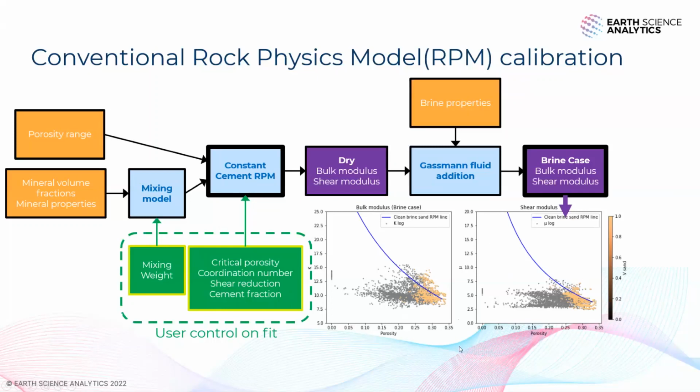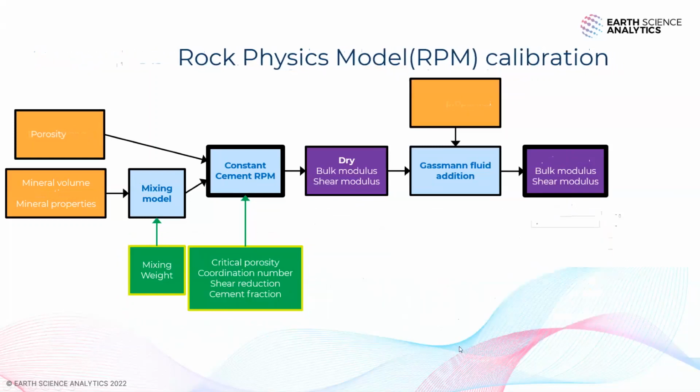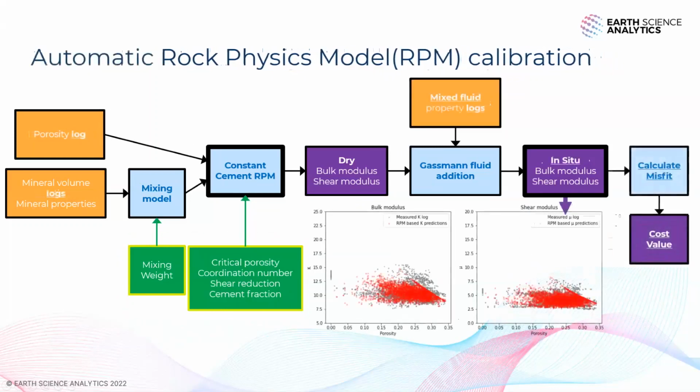So how can we get a machine to do this? We add a couple of extra steps. So we add a calculate misfit and a cost value at the end here, and we'll come on to what the cost value is in a second. We also make a couple of changes to how we're doing this. Instead of calculating a line, we calculate a cloud of points. So we calculate the rock physics model prediction for every point in this cloud.